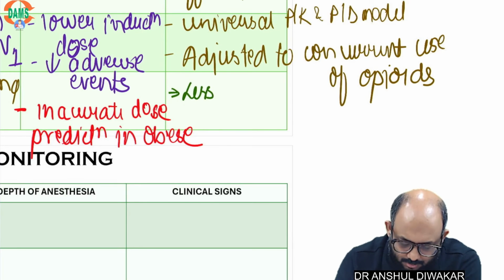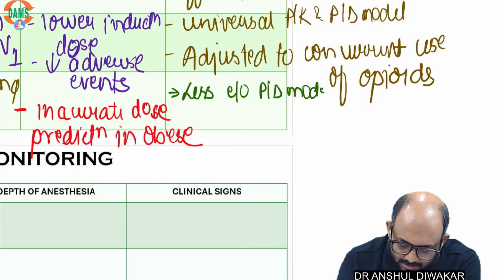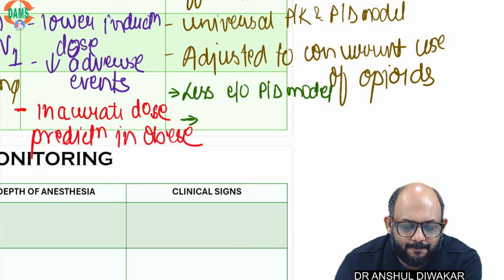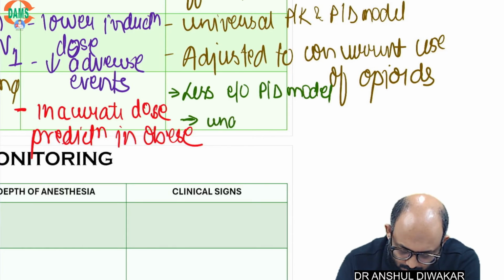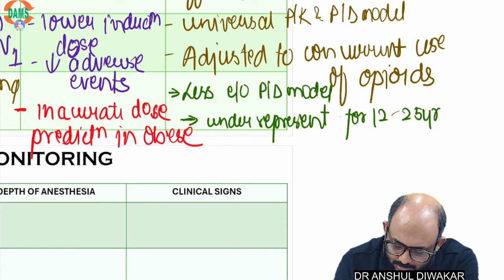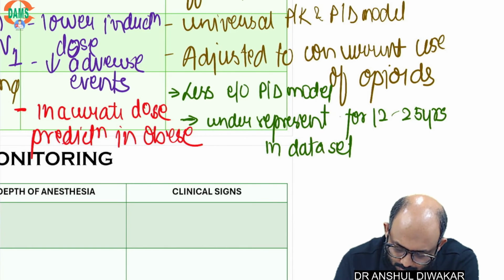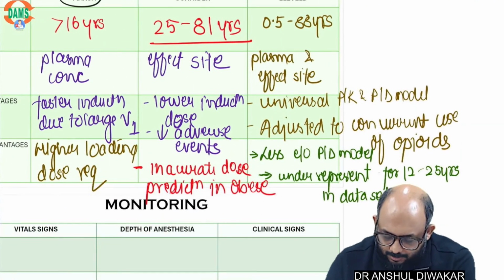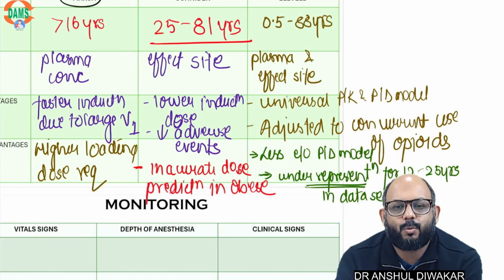And the disadvantage was there was less evidence of pharmacodynamic modeling. It was not very robust, less evidence with the pharmacodynamic modeling, and there was underrepresentation of data set between 12 to 25 years of age. Underrepresentation for 12 to 25 years in data set.